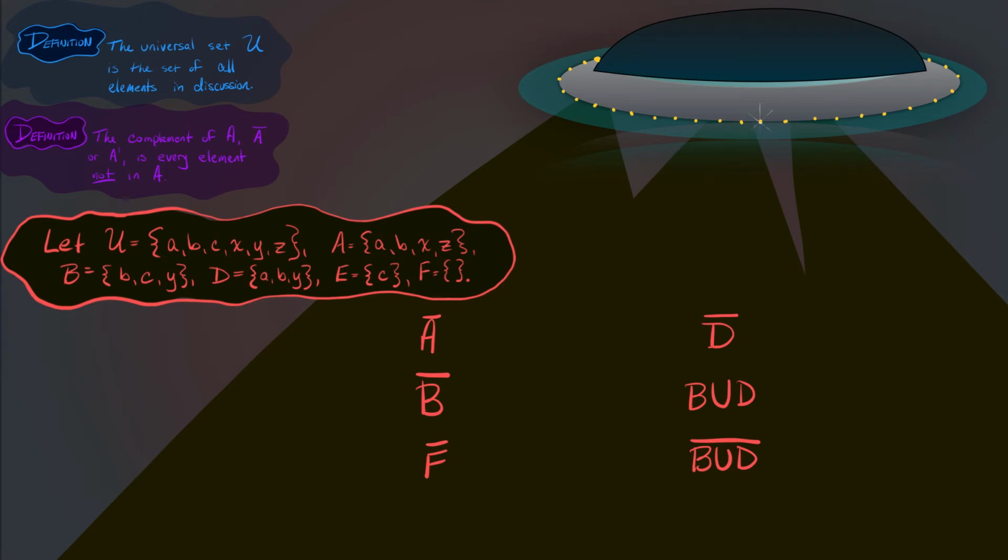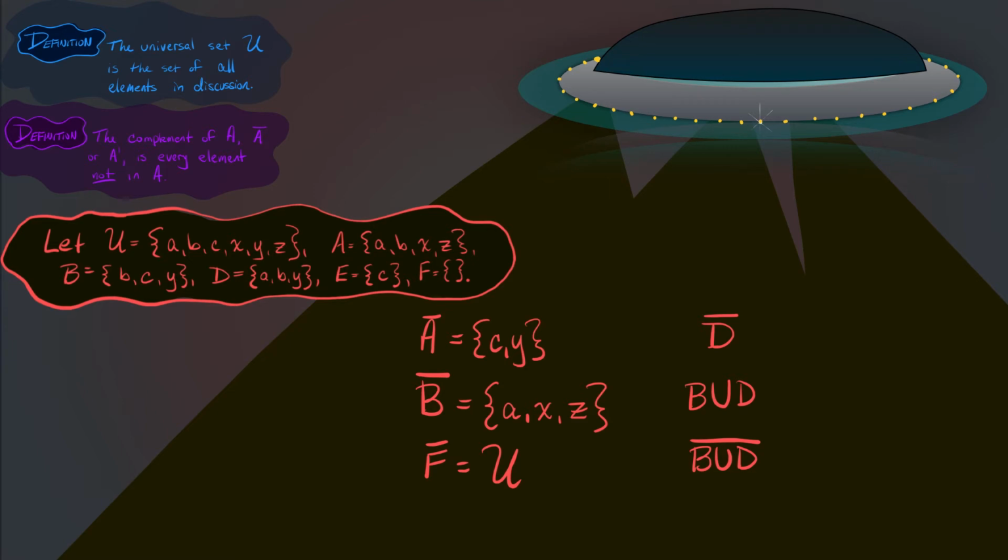So remember that A bar, A complement, is everything outside of A. So A is {A, B, X, Z}. So we're missing a C, and we're missing a Y. And remember, the complement is a set, and so we need those curly brackets on the outside. B complement is going to be A, X, and Z inside of the curly brackets.